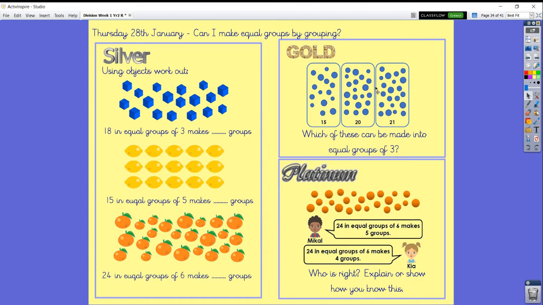Again, we're going to look at this one. And can you make equal groups of 3? Will this one make equal groups of 3? Will this one or with this one? So which ones of those make equal groups of 3? And then you know to decide who is right.